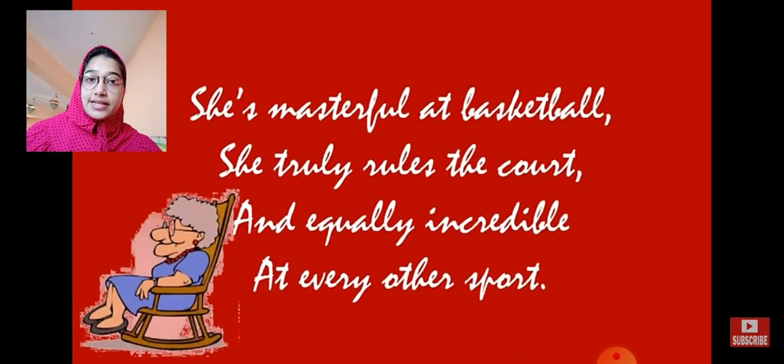Moving ahead to our next stanza, the seventh one. She is masterful at basketball. She truly rules the court. The court is the ground on which basketball is played. It said that she is masterful at basketball. She's masterful when she has mastery in basketball. Why? Because she truly rules the court. Ruling the court means when she plays basketball, nobody can be seen on the ground except her. That means she plays at such a pace, she plays so wonderfully that nobody is able to beat her, as if she rules the court.